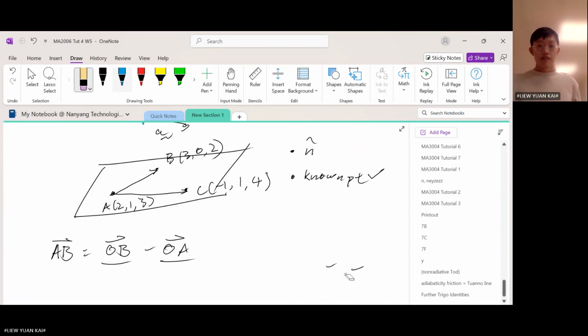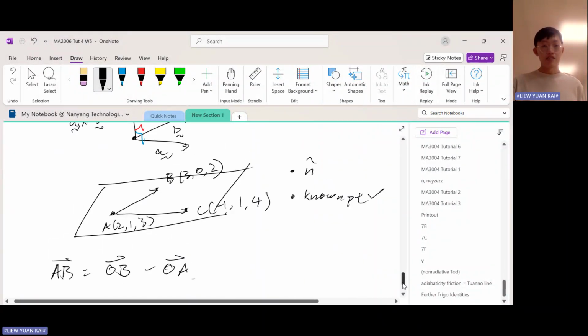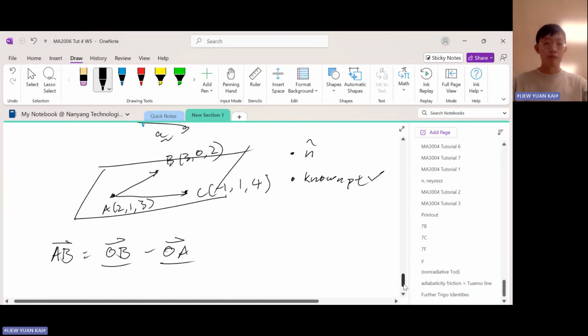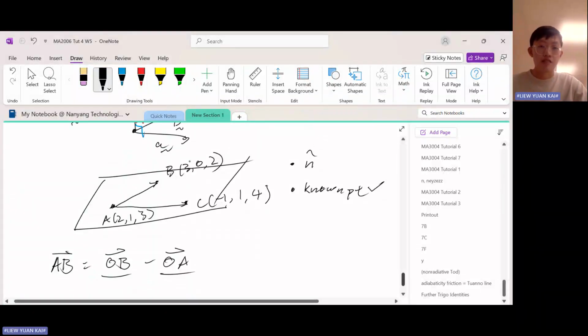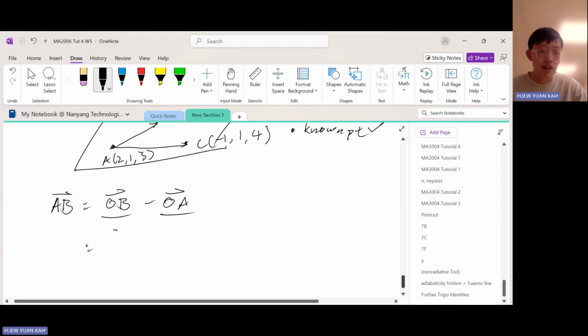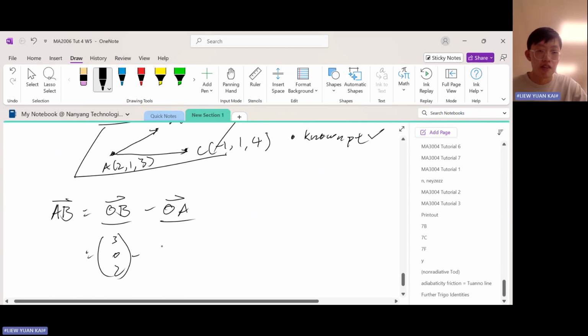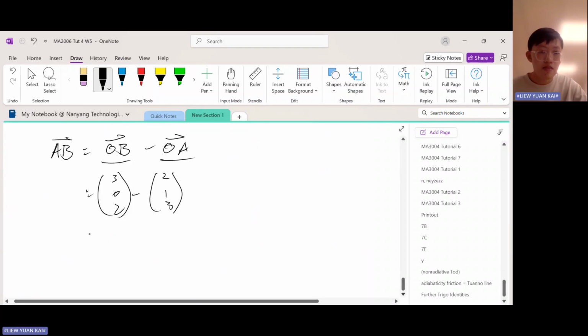Anyways, let's continue. The position vector is very easy. The position vector is just the coordinates of that point, but you change it into a vector. So see, point B has the coordinates 3, 0, 2. Then that means OB is given by the vector 3, 0, 2. Then OA, so A has the coordinates 2, 1, 3. Therefore, its position vector will be 2, 1, 3. Then we calculate this: 1, minus 1, minus 1. And this will be our vector AB.